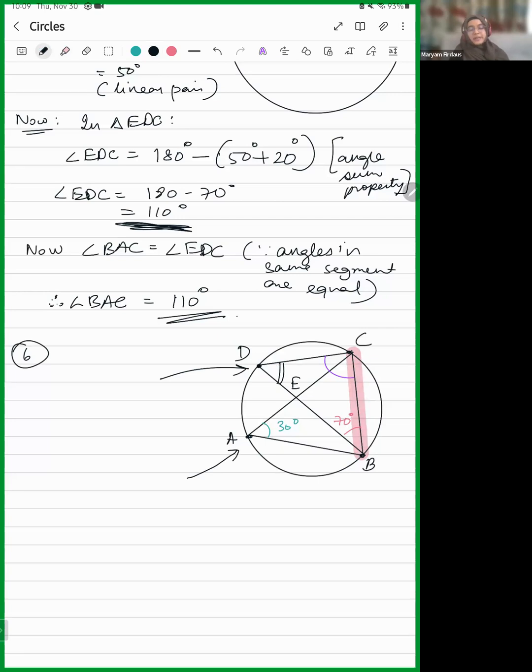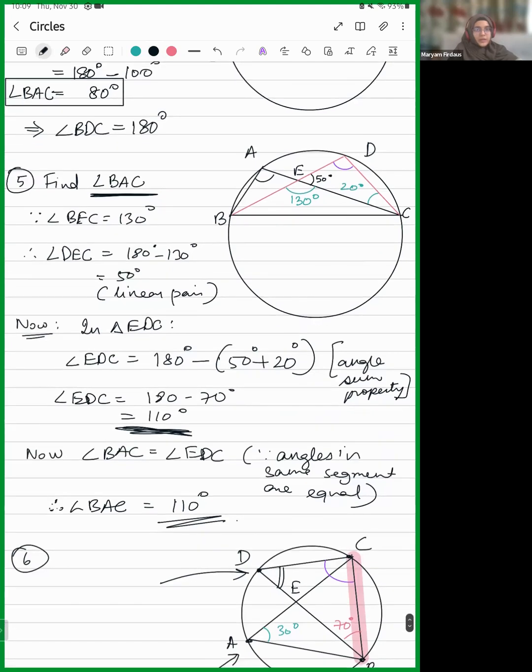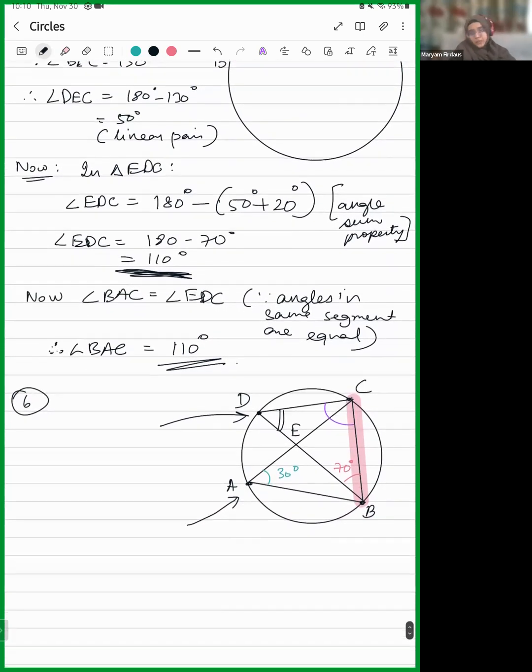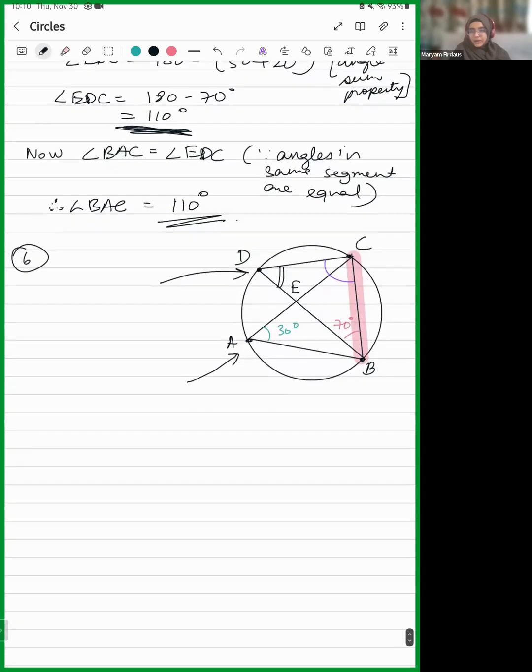BC is a chord subtending angles at two different points. So these two angles are going to be equal. Why? The same thing which we have been using in the previous questions: angles in the same segment are equal. Meaning, once again, for those of you who didn't attend the previous class, I will just quickly revise it.